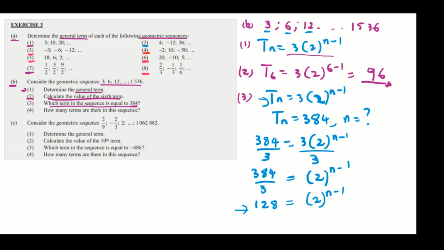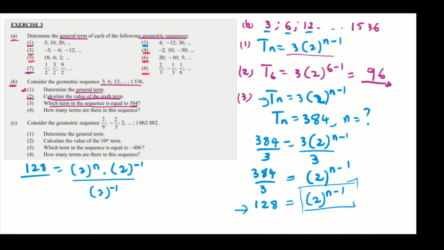So you need to simplify this expression here to be specific. So you're going to say 128 equals 2 expanded. If you know your laws of exponents, this shouldn't be difficult. And then you just divide by 2 to the power of minus 1. So 2 to the power of n is going to be equal to 256, right? So it's 256. So now we need the value of n. We need to identify n, right?